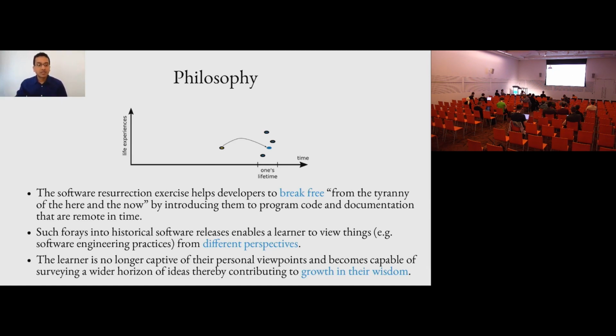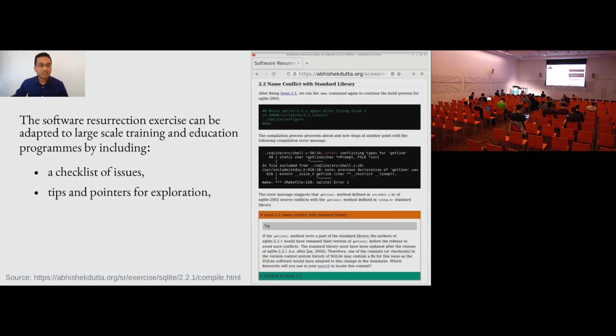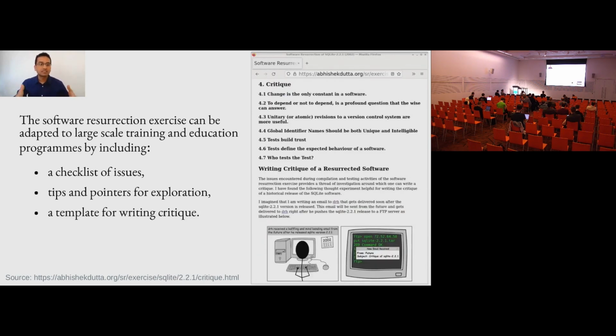Thereby, they become capable of surveying a wider horizon of ideas. This, in turn, contributes to growth in their wisdom. The software resurrection exercise can be adapted for large-scale training and education programs by providing a checklist of all the issues that can be encountered in an exercise, or by providing tips and pointers for further exploration, and finally providing a template for writing a critique for students who feel a need for such a template.